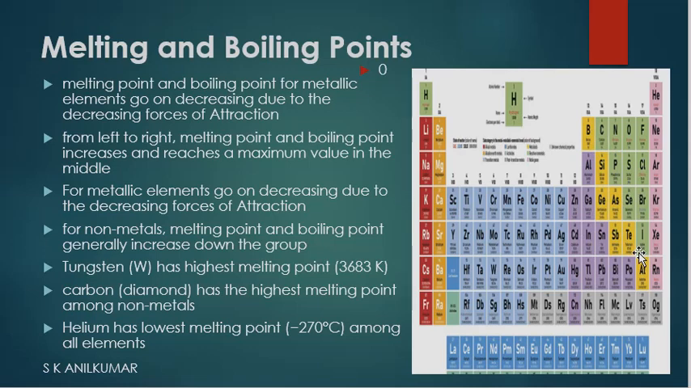3683. Tungsten has the highest melting point. That is why we use tungsten for the filament in an electric bulb. Carbon has the highest melting point among non-metals. Diamond. Carbon has the highest melting point. It doesn't melt. Helium has the lowest melting point, minus 273 degrees centigrade. Minus 270 degrees centigrade. Helium is the lowest melting point among the elements. It will not easily melt.